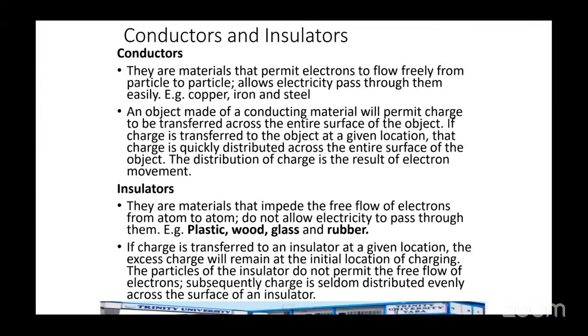Now, an object made of a conducting material will permit charge to be transferred across the entire surface of the object. So if I have a conductor and I introduce a charge at one aspect of the conductor, because of its ability to allow charges to move from one point to the other, that charge is transferred across the entire surface of the object.